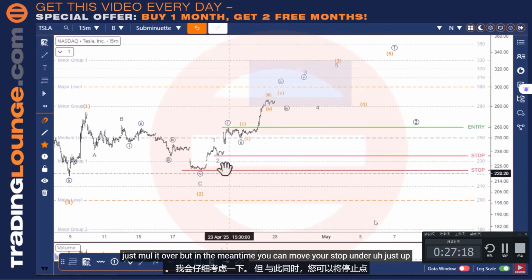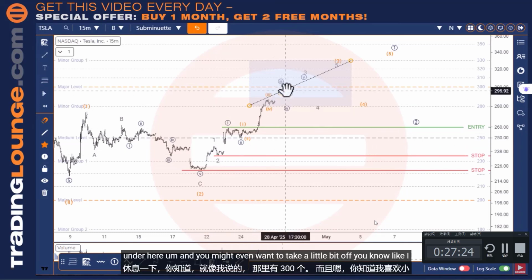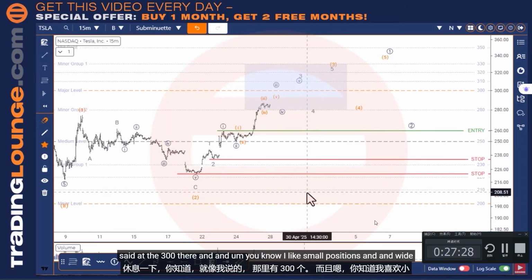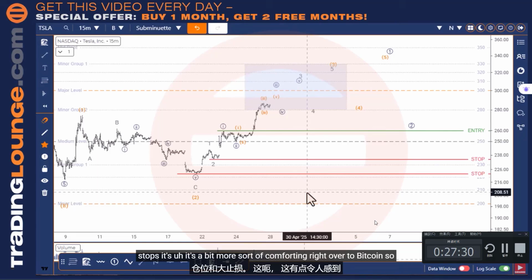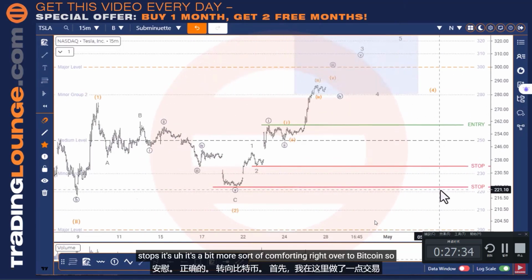I'll just mull it over. But in the meantime, you can move your stop under, just up under here. And you might even want to take a little bit off, like I said, at the 300 there. And I like small positions and wide stops. It's a bit more sort of comforting.